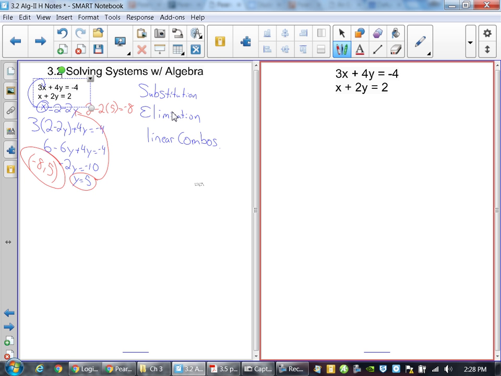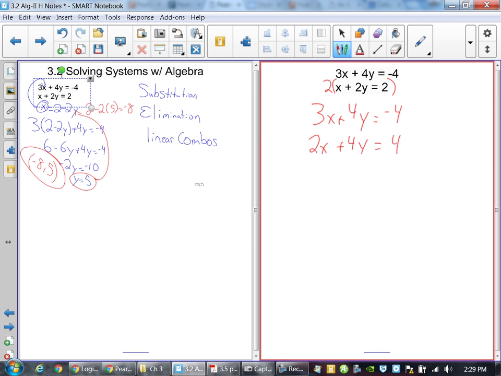If I look at the other way of doing things, I can pick a variable to eliminate via subtraction. Does it matter which one I pick, whether it's y or x? No. I see things that are even right away, so I'd say, hey, I'm going to multiply this second equation by 2. When I do that, I get 3x, 4y, negative 4, 2x, 4y, and a 4.